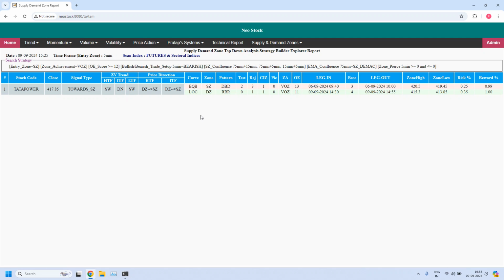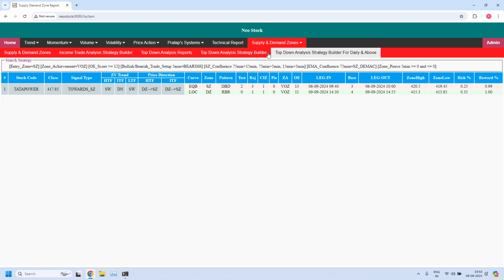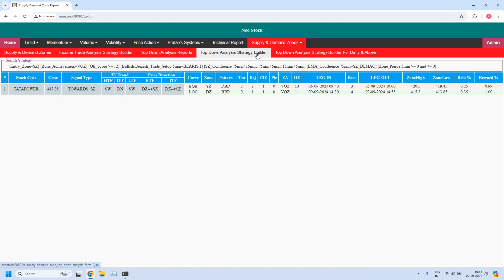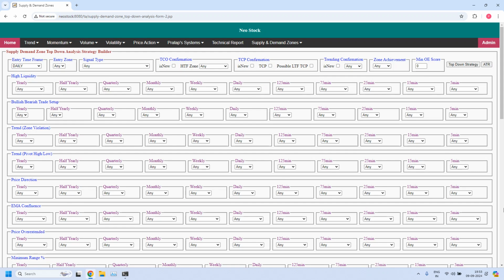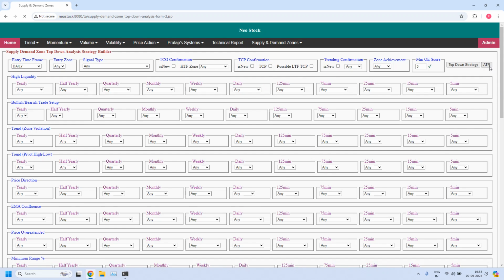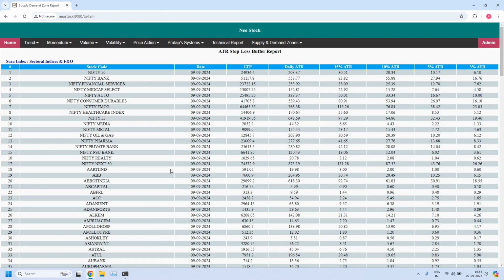Okay. So this is about all 4 income trades, different combinations. We have filtered the stocks. Now in the final report, let's generate the stop buffers based on daily ATR. All these are stop buffers. First 17 in this list are indices, that includes all sectorial indices. Remaining all the stocks are equity stocks.